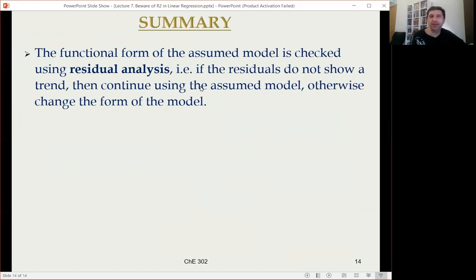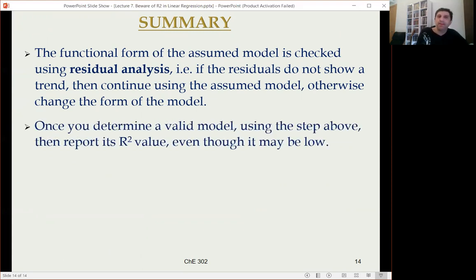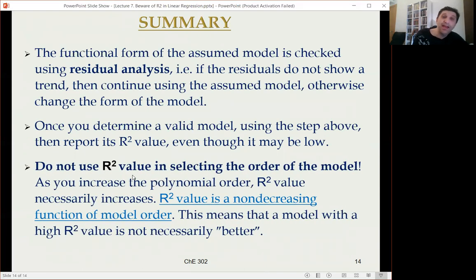So the moral of the story is, once you assume a functional form of your model and do the significance of model check, then you use residual analysis. If the residuals do not show a trend, that's great. This is your valid model. If not, increase the model order. Once you determine a valid order using residual analysis, now report your R-square value. That's where R-square plays a role. Looking at the R-square value, the reader may have an idea about the precision of your model. And do not use R-square in selecting the model order.